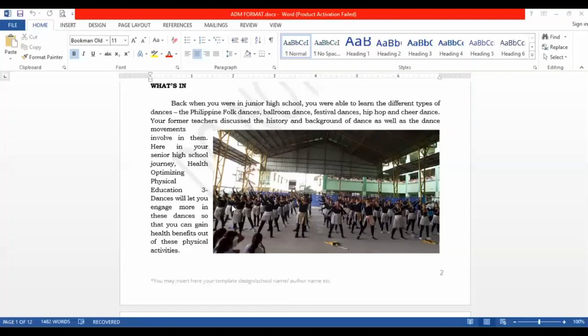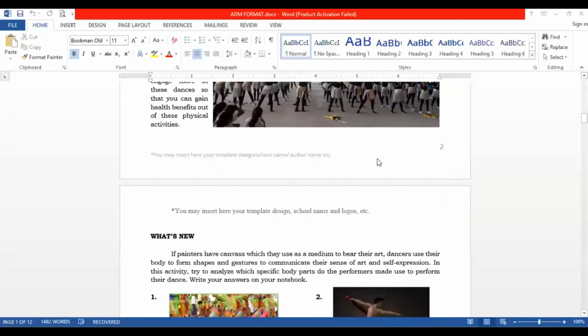So, doon sa kinraft ko na what's in part or the review part, ibinalik ko sila sa mga karanasan nila ng junior high school at ipinresenta ko sa kanila kung ano yung ma-experience nila ngayon sa Health Optimizing Physical Education 3. Okay, so ideally mai-relate natin sa what's in part, yung previous lesson at yung susunod na tatalakayin.